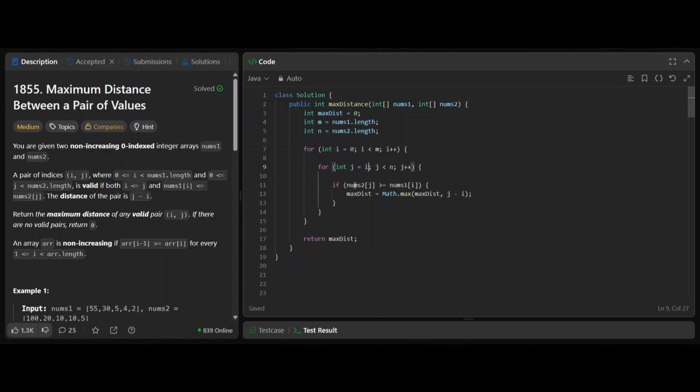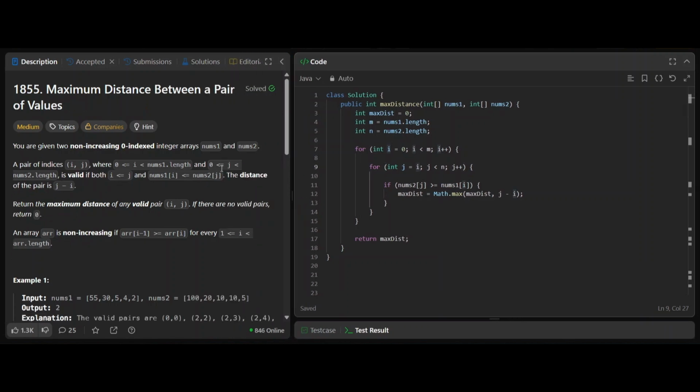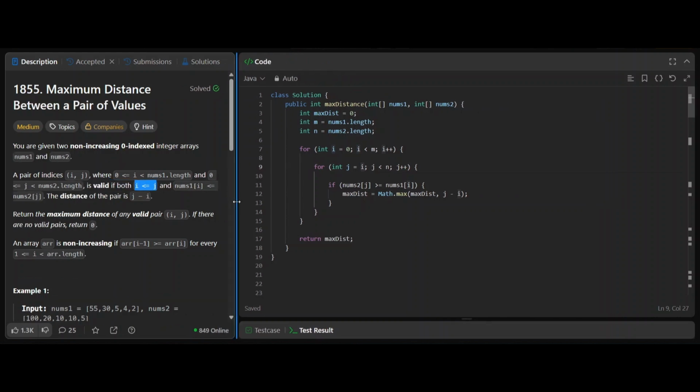So start from i and check if nums2 of j is greater than or equal to nums1 of i. If it is, then it is a valid pair. But wait, what about j being greater than or equal to i? Bro, we are starting from i. So when we start from i, this first condition gets fulfilled automatically, right? We are never behind that. We are always equal or ahead of it, right? So the first condition is always fulfilled by this loop, and the second condition is fulfilled here, and that's it.